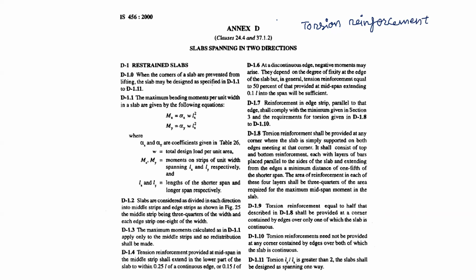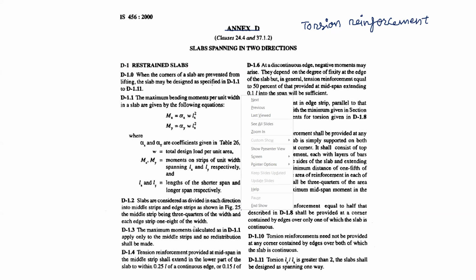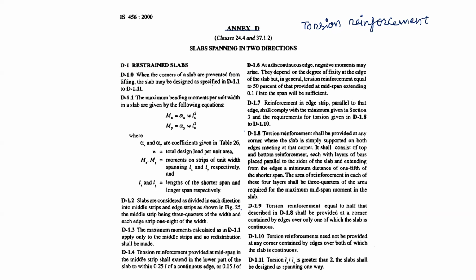We have 3 marks. This is given in Annex D, and you can see here D 1.8, D 1.9, and D 1.10. These are the 3 conditions. Now you have to draw the diagram and then explain the things accordingly. Now you can see torsion reinforcement shall be provided. Corner slab is simply supported on both edges. Meeting it shall consist of.